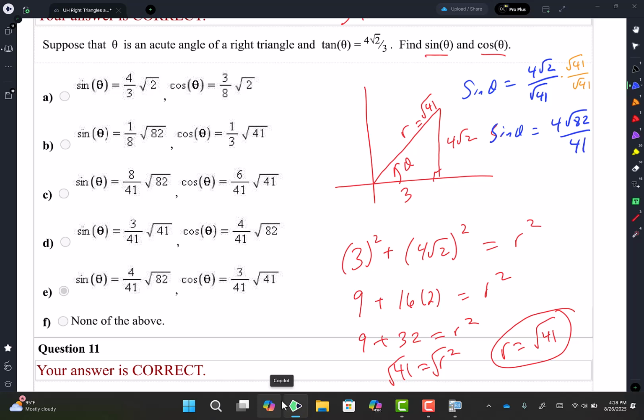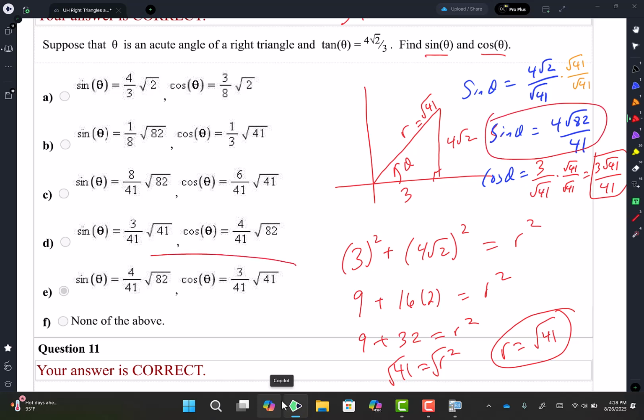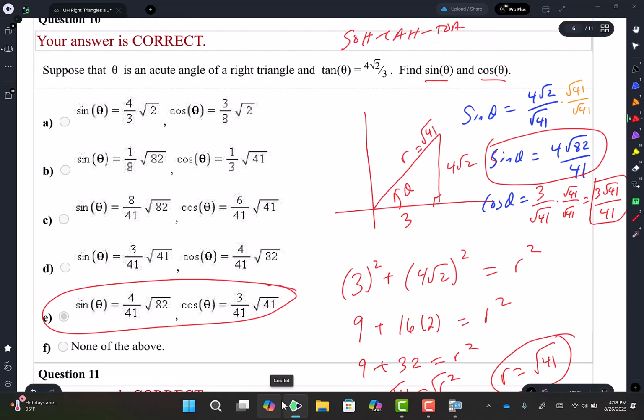All right, cosine theta. Cosine theta is adjacent over hypotenuse, 3 over square root of 41, times square root of 41 over square root of 41. So you get 3 square root of 41 over 41. So there it is. That's cosine, and there's sine. I got it right.